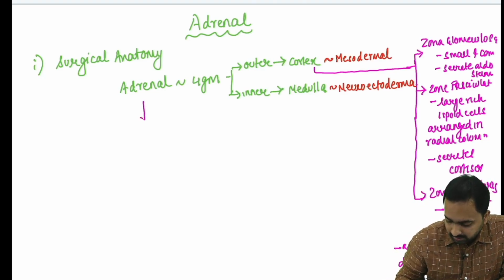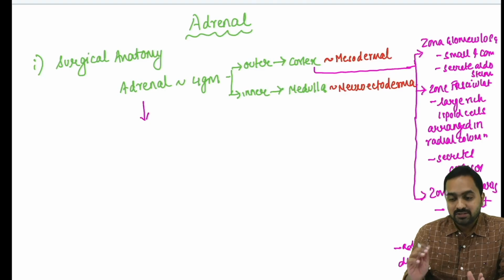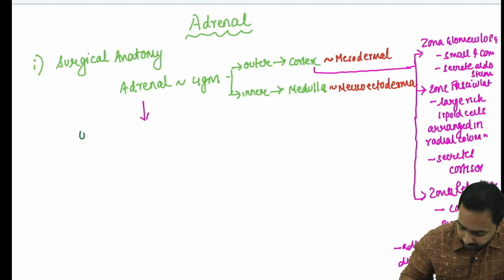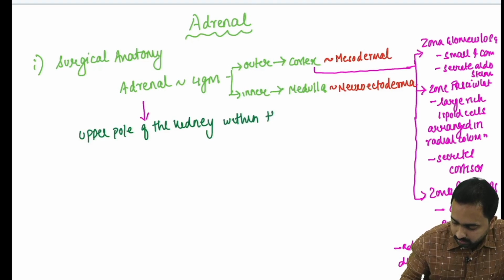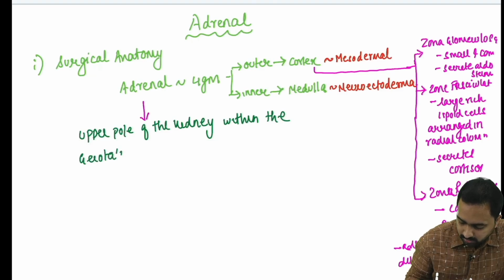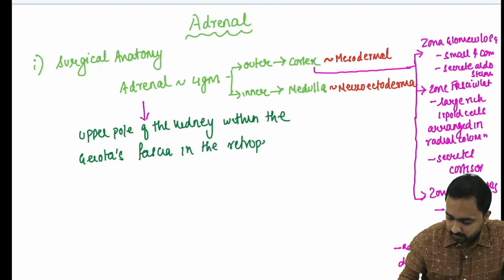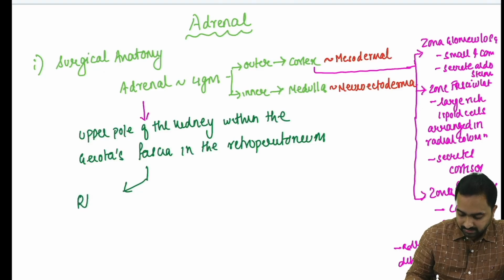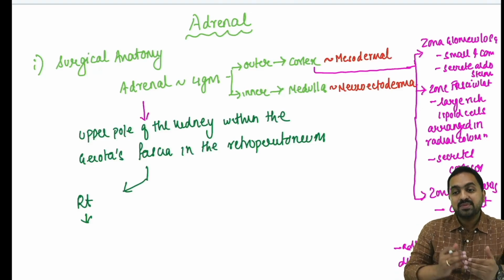So, next important question that is asked regarding the adrenal is regarding the location of adrenal gland. It is situated at the upper pole of kidney within the Gerota's fascia in the retroperitoneum. So on the right side, it is usually between the right lobe of the liver and the diaphragm and behind the IVC.